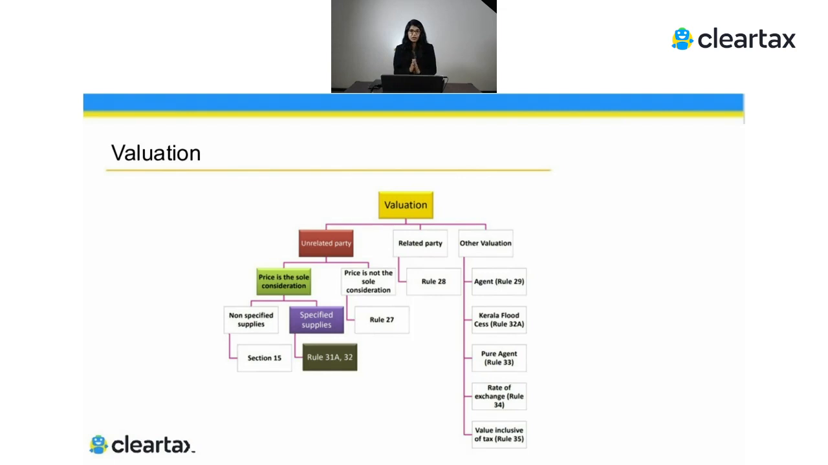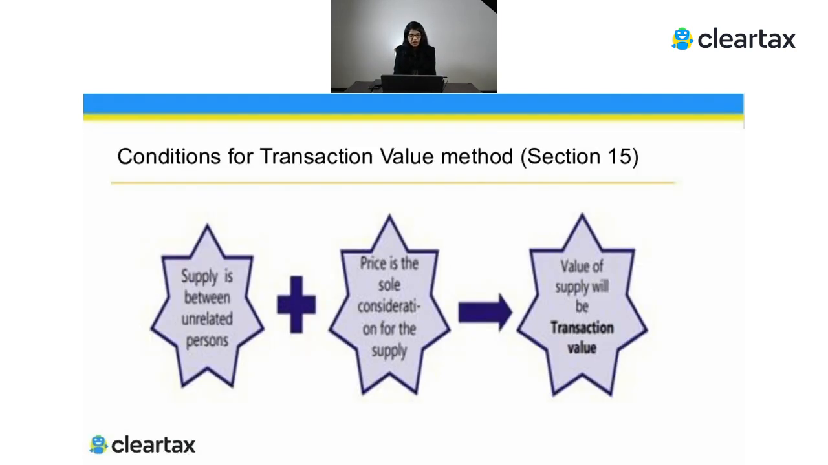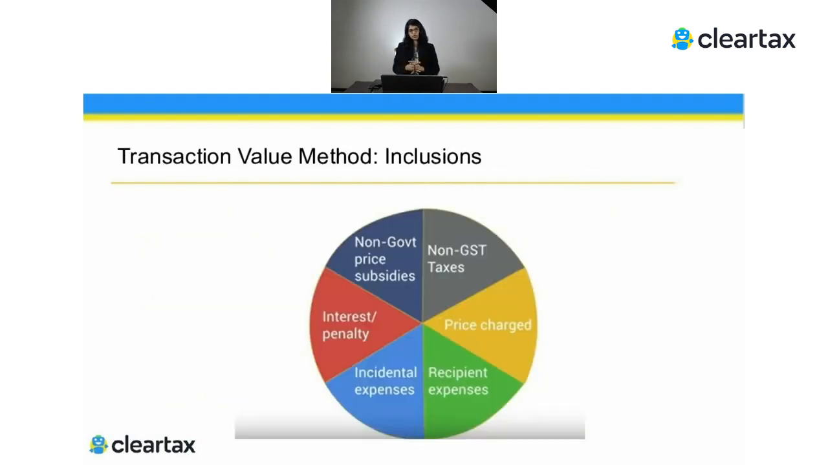So first we'll understand the normal case, which is the most common case, where you are applying section 15, where the price is the sole consideration and you are not dealing with related parties, right? In this case, it is the transaction value method, which covers supplies between unrelated persons where the price is the sole consideration for the supply, and here the value of supply is your transaction value. So now the first question comes: in transaction value, what does it mean? What is included in this and what is excluded? So we'll now understand about this.